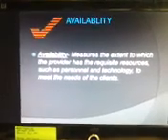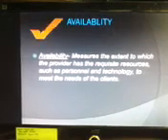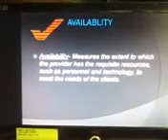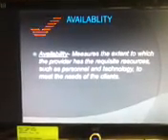Next up is availability, and that's the extent to which the provider has the required resources, like the personnel and technology. And that's one of the things that Obama has also talked about, making sure that there's enough support staff like nurses.